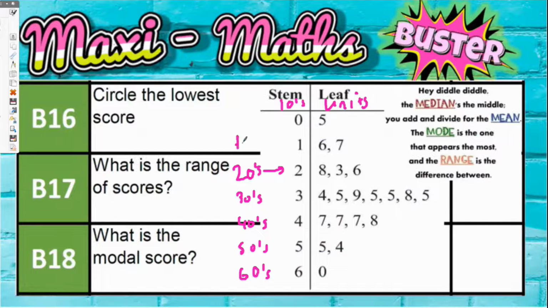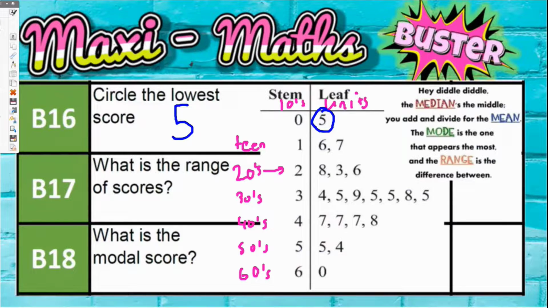And this is in the teens, in other words, 11 to 19. And this is with no tens, in other words, just single units. So the lowest score is basically the first number on the top row of the stem and leaf diagram. So the lowest score is actually this 5 here, because it means no tens and 5 units. So the lowest score is 5.